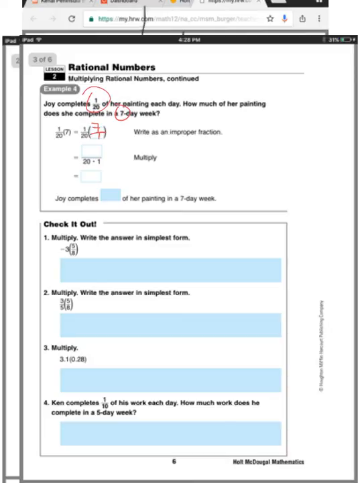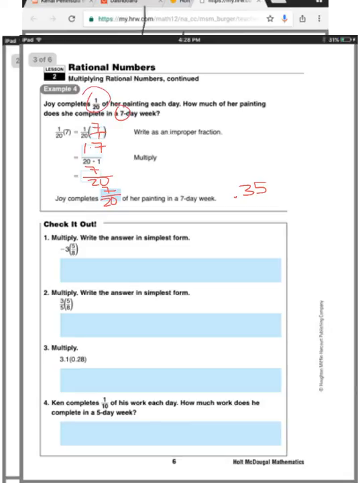Now we multiply the numerators together, so we have 1 times 7, and then we multiply the denominators together like they showed. Then we multiply. 1 times 7 is 7, 20 times 1 is 20. So she completes 7/20ths of her painting. Now, if you wanted to, for whatever reason, put that into a decimal, it would be 0.35, but then I will know that you probably used your calculator instead of just doing that simple math in your head.